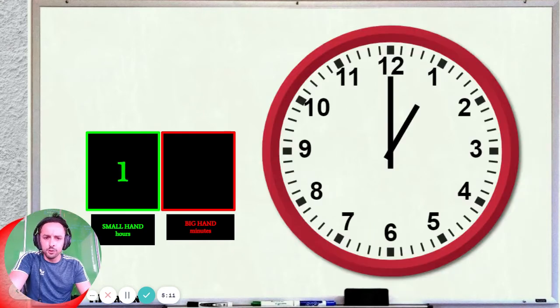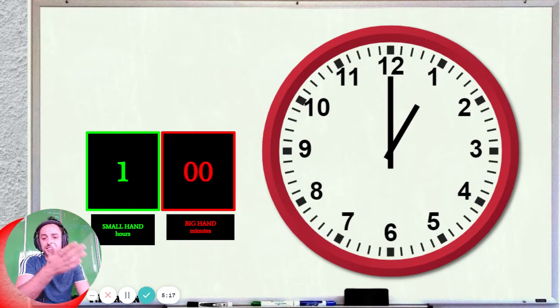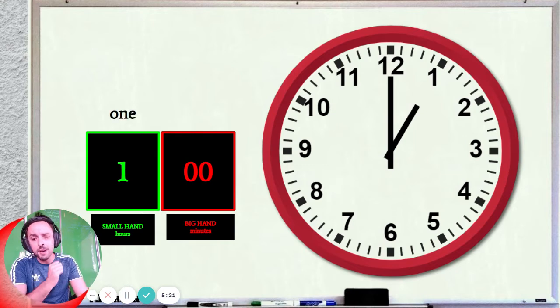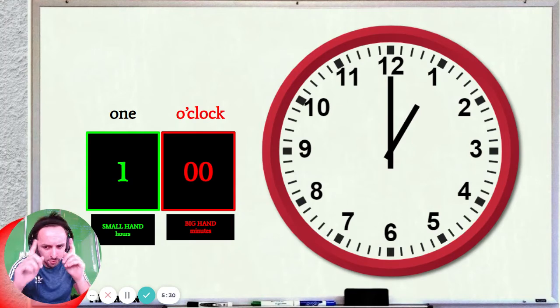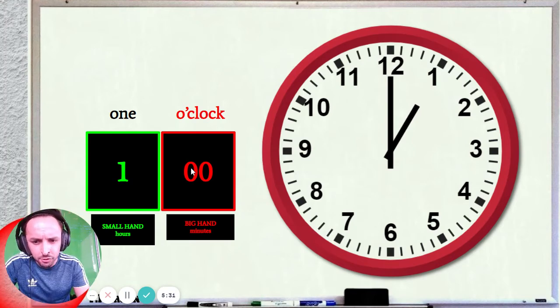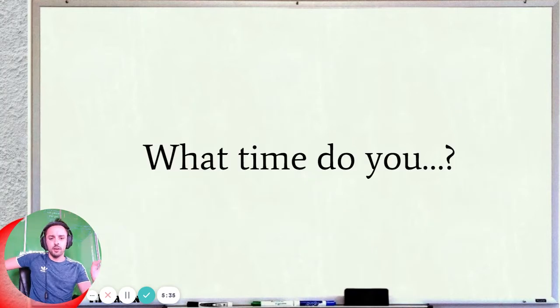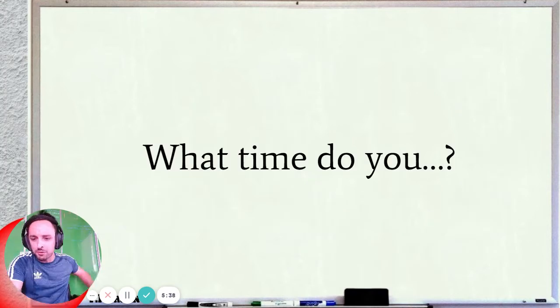Let's try another one. What is the time? The hour is 1, the small hand is 1. The minutes is 0, so the big hand is pointing up at 12. It's 1 o'clock. Remember, if it's 0 minutes, then you say o'clock. We've done all that before. That was all old stuff.